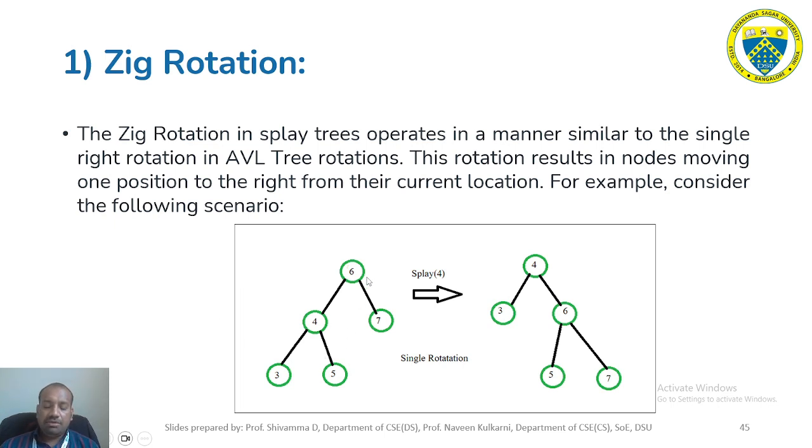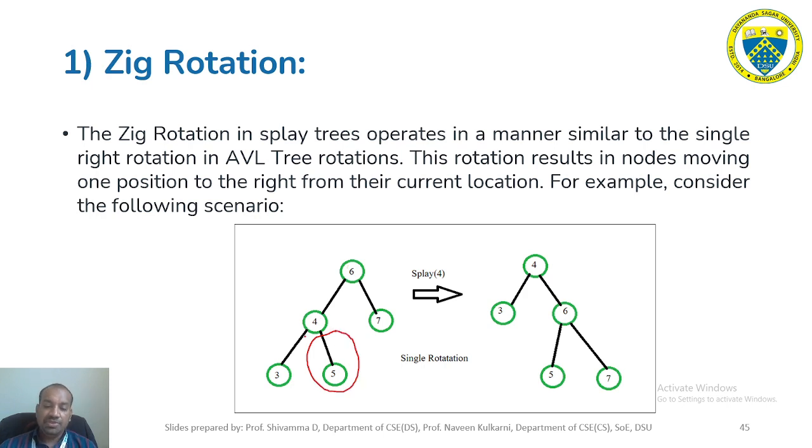Next, I am going to search for the element 4. If I search for the element 4, this should become the root node. That's the concept called splaying. If you see this particular tree here, I will just make a note of it. Here we have one more node. This node is a special case.